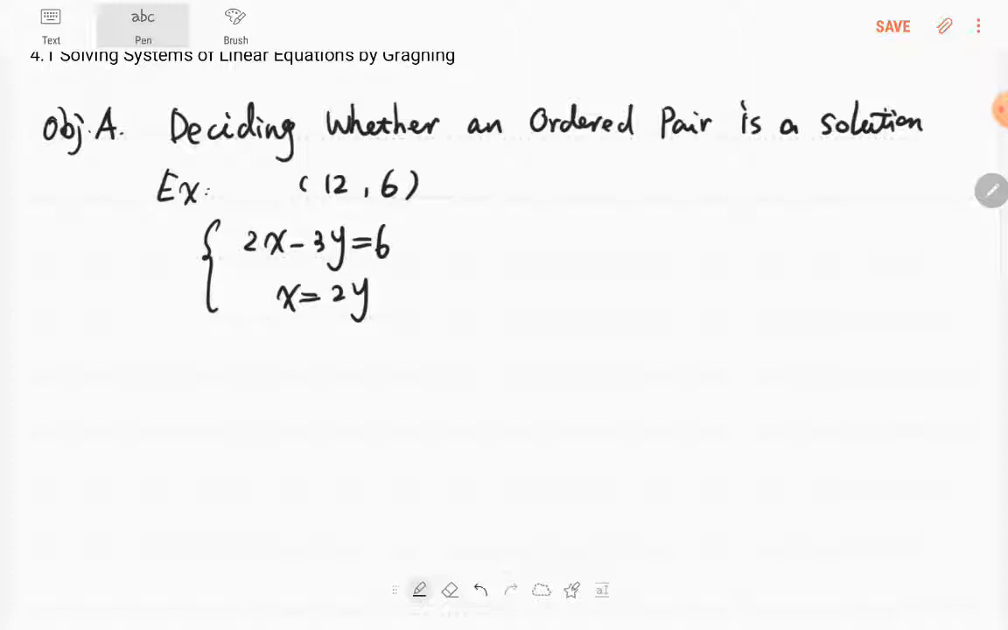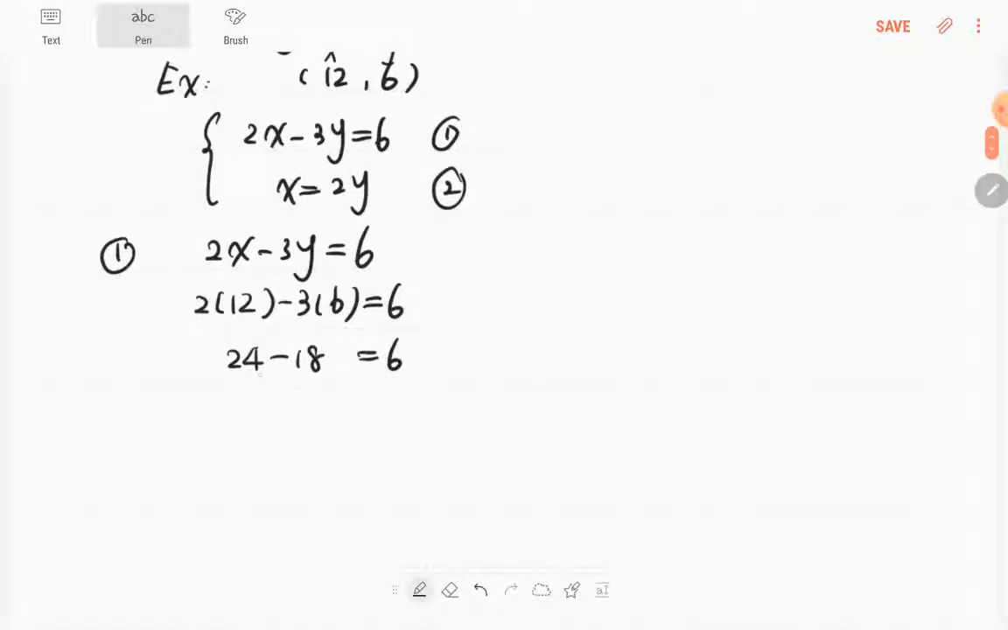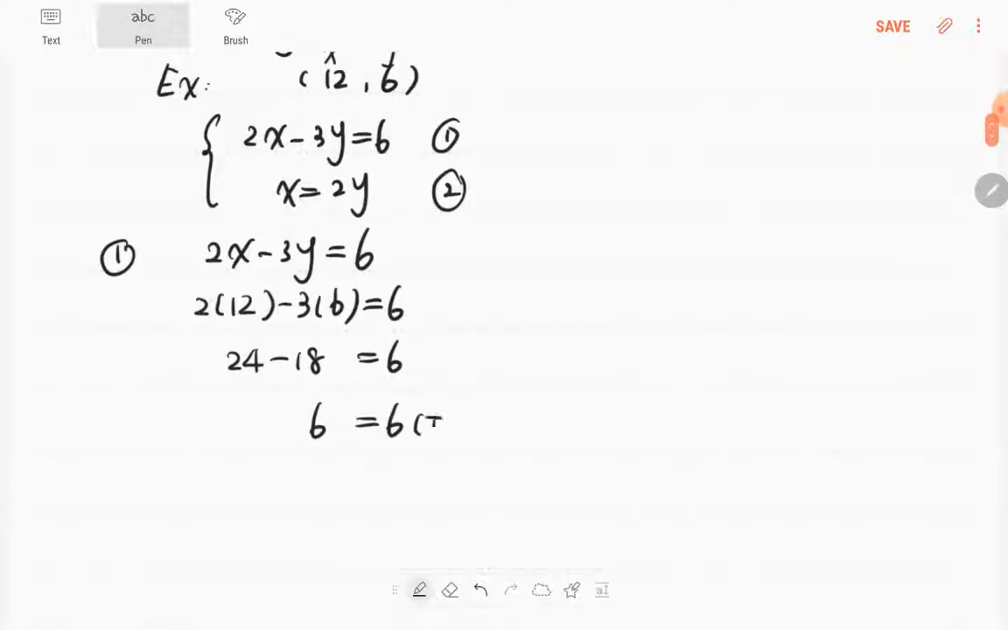So let's try the first equation, 2x minus 3y equals 6. Now we're going to use 12 to replace x, right? And we use 6 to replace y. Then we check the left side. We will get 24 minus 18. So now the left side, we will have 6. Then let's check the right side. 6 is equal to 6. So we will say it's true.